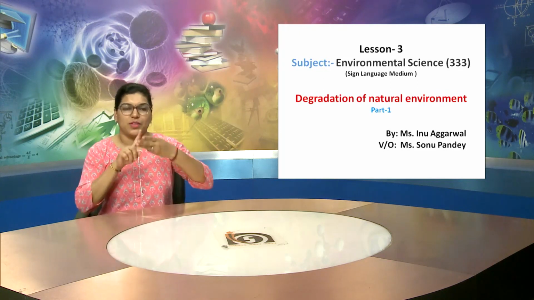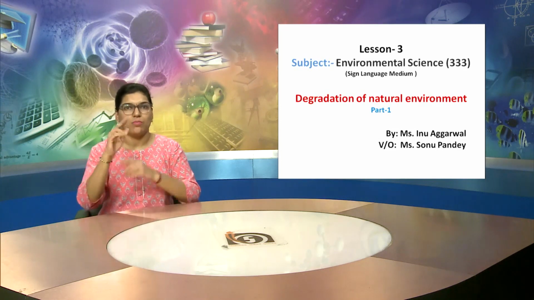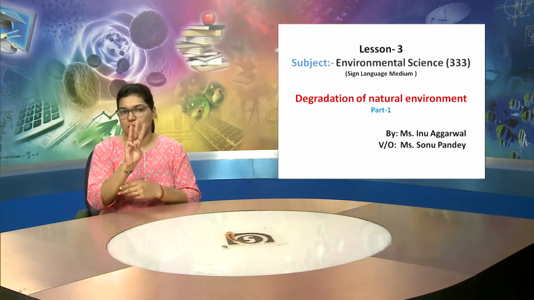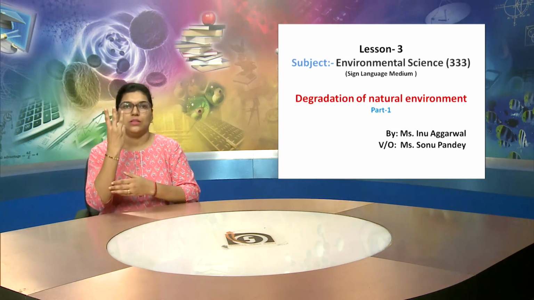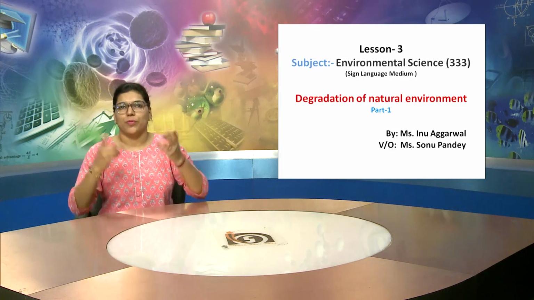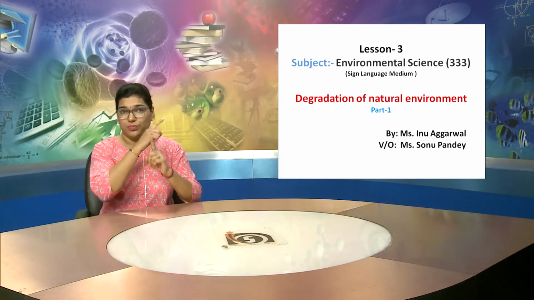Now we are going to learn subject EVS. This is for senior secondary level. The code number for this subject is 333, and now we are going to do lesson number 3, which you can see on the screen.